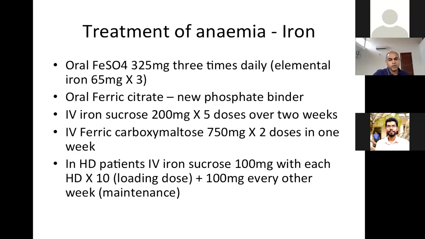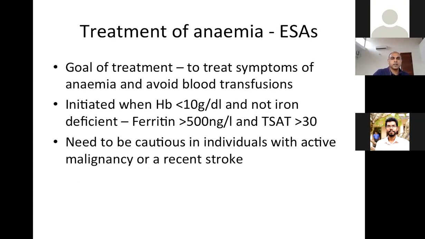So one advantage, as I have discussed, is when they're on dialysis, you can use the dialysis to give the iron. When they come for dialysis, you can initially give them a loading dose, with each dialysis 100 milligrams of IV iron, followed by 100 milligrams every other week as a maintenance dose. You don't have to remember the dosing regimes, but you need to remember that these injections can be given during dialysis. And so that's about iron.